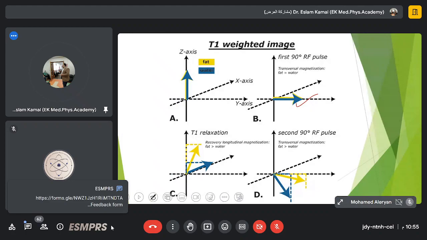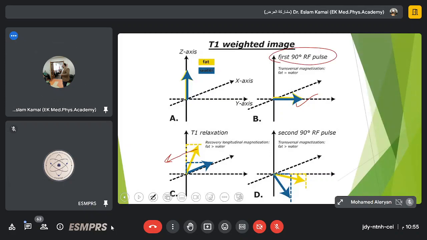Now you are going to turn off the radio frequency pulse. So the fat and water recover again. So the transversal magnetization, not the transversal, the longitudinal magnetization starts to recover now. As you can see, which one has a higher MZ value, fat or water? Fat.